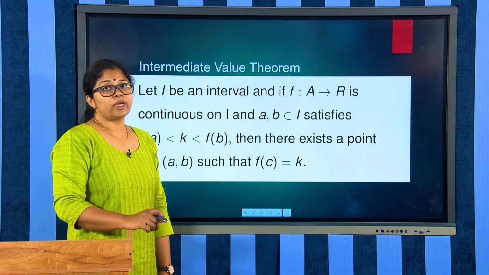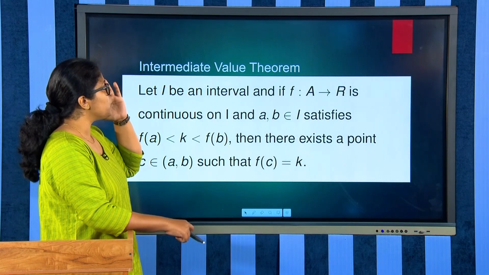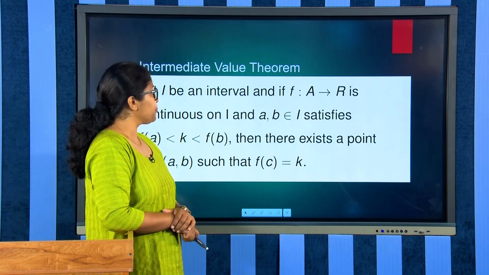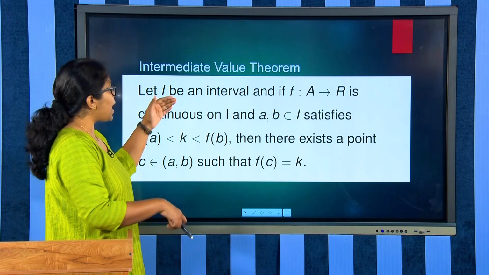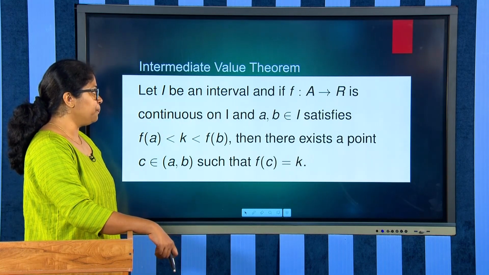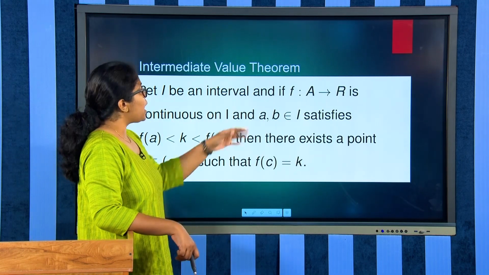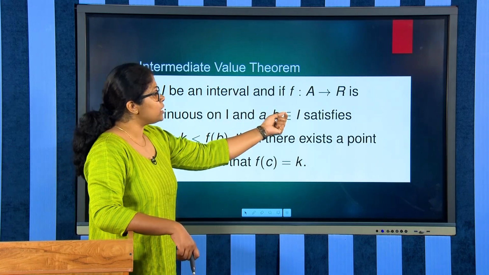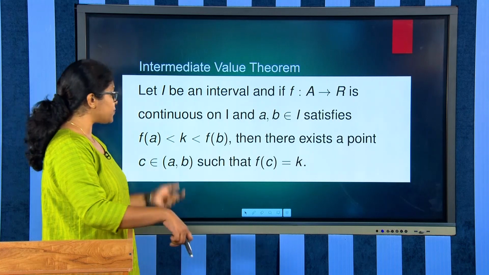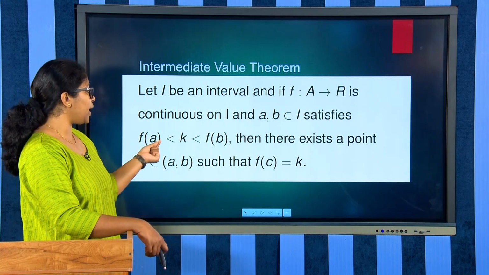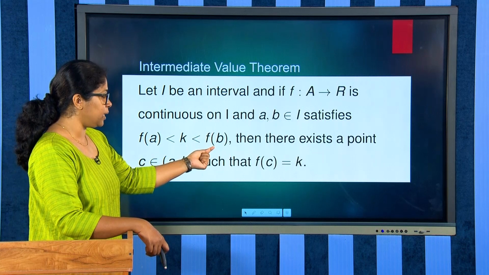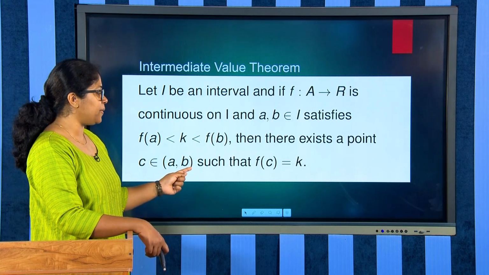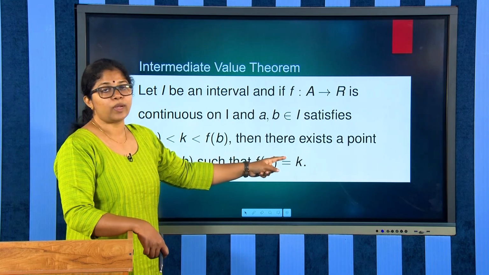Next, we are moving on to the important result called Bolzano's intermediate value theorem. Again, I is given to be an interval. If f is continuous on I and a and b are any two elements of I which satisfy the condition f of a less than k less than f of b, then there definitely exists a point c belonging to (a, b) such that f of c is equal to k.